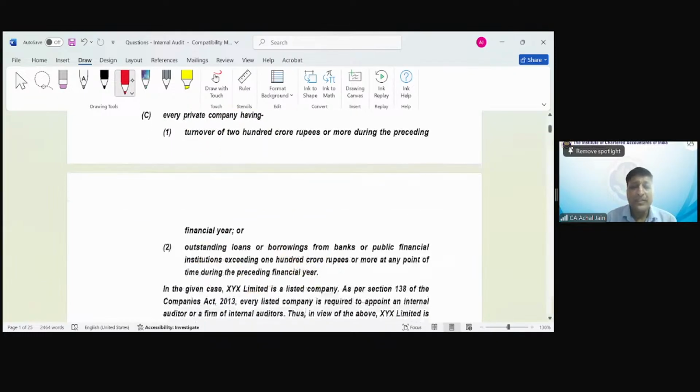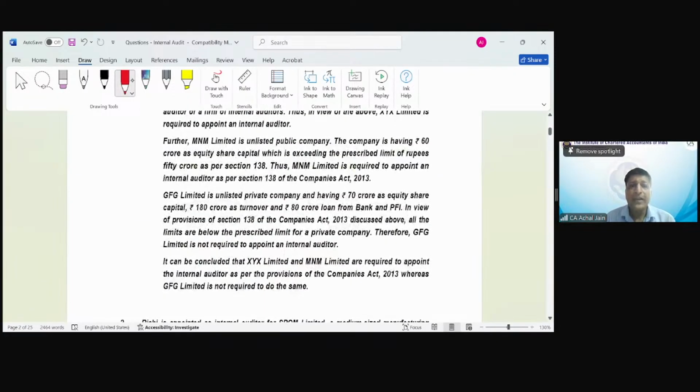So now in this case, if you look at M&M, the company is having 60 crore as the equity share capital, which is exceeding the prescribed limit of 50 crore. So that's why internal audit will be applicable, right? I think Mr. Saminathan, yes, you have a query? Yes, Saminathan.